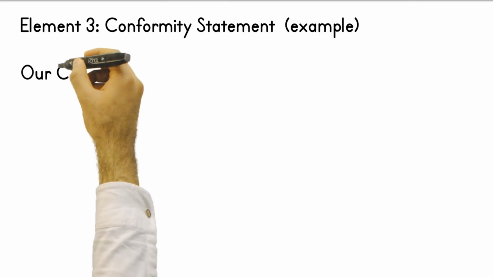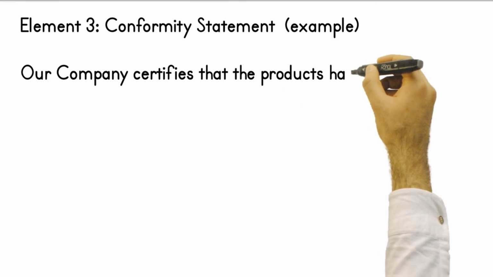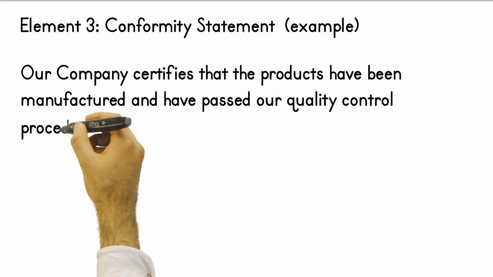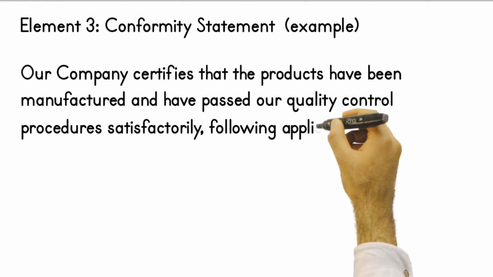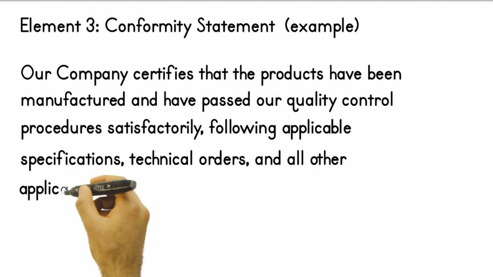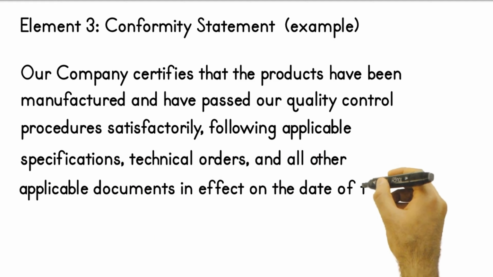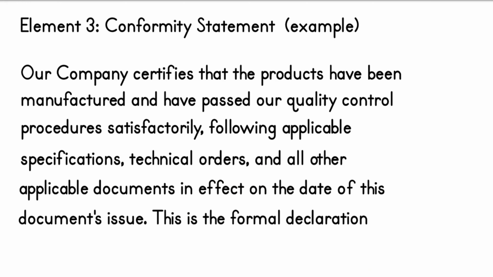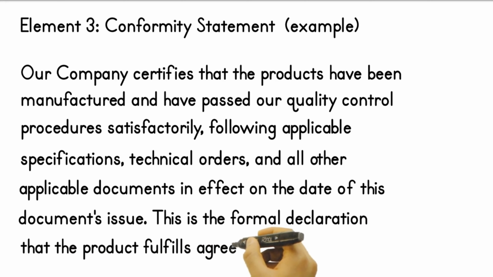Element 3. Conformity statement. This is the core of the document. A typical statement may look like this: "Our company certifies that the products have been manufactured and have passed our quality control procedures satisfactorily, following applicable specifications, technical orders, and all other applicable documents in effect on the date of this document's issue." This is the formal declaration that the product fulfills agreed requirements.